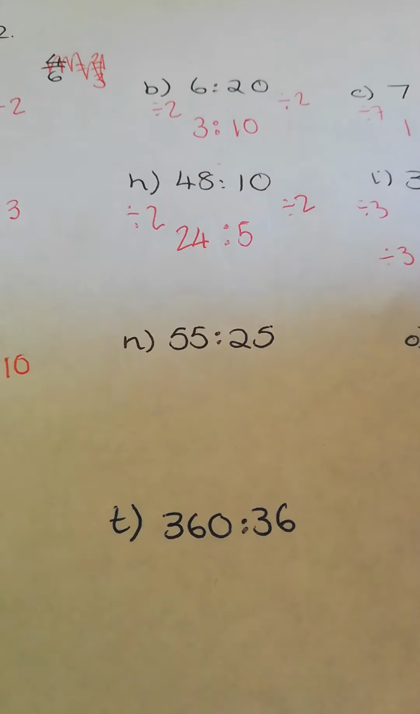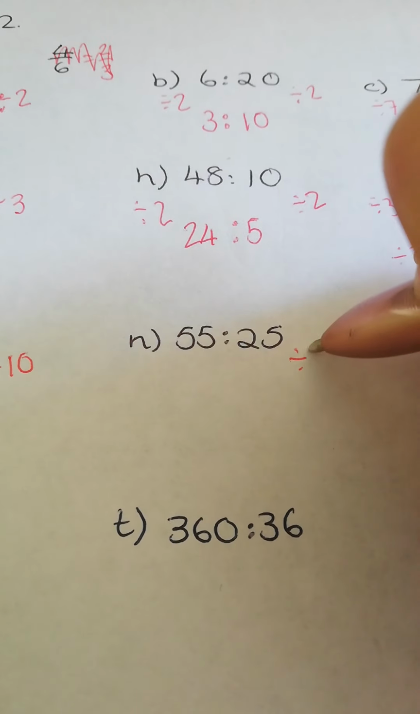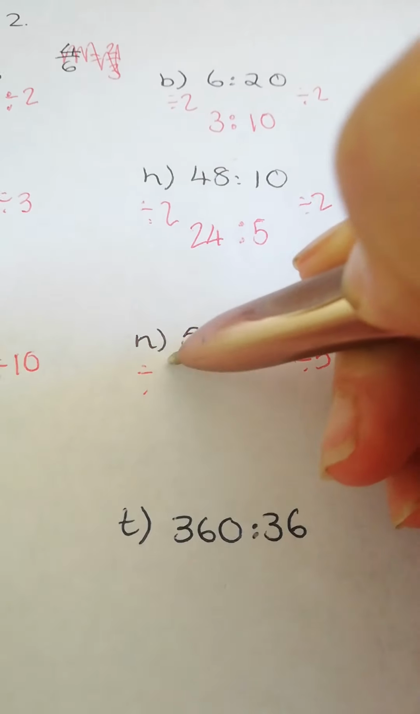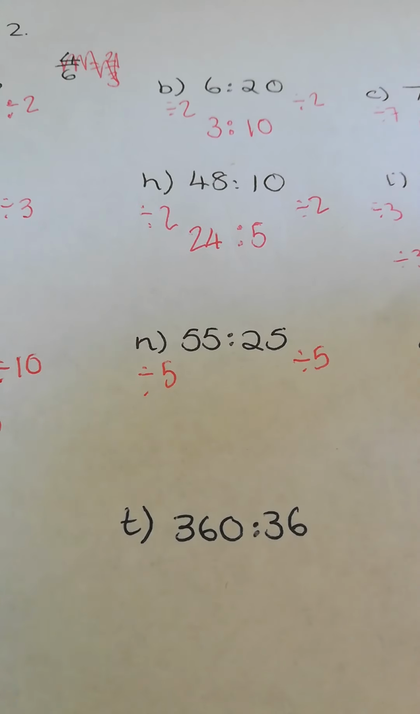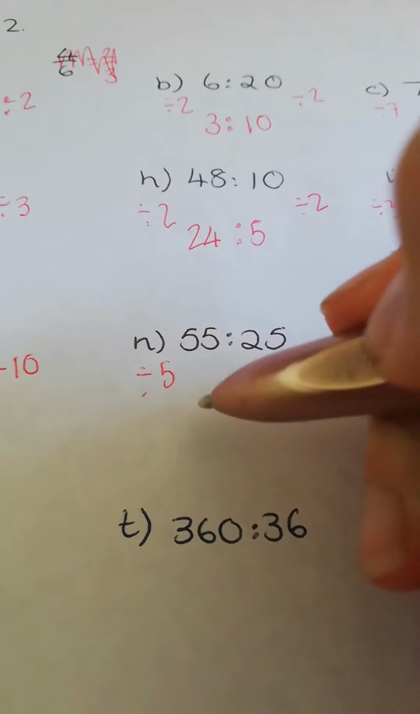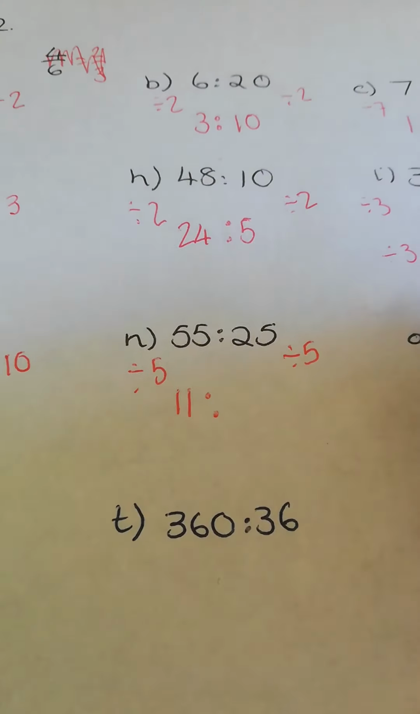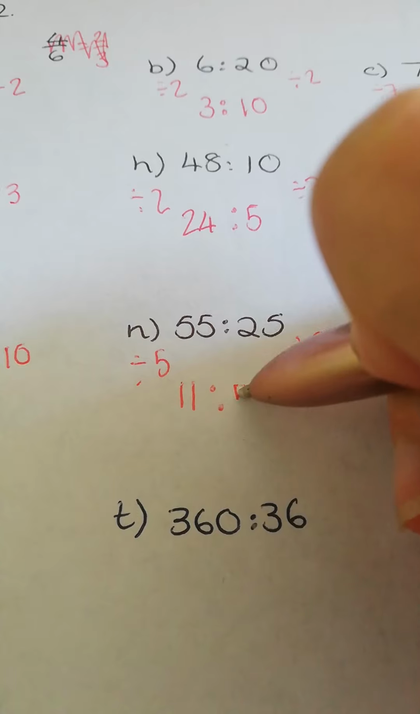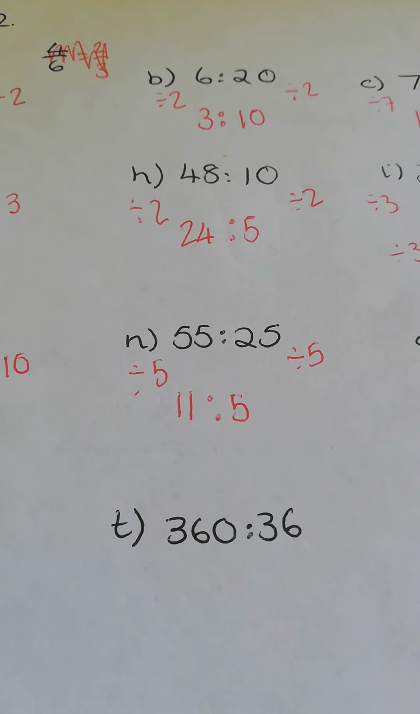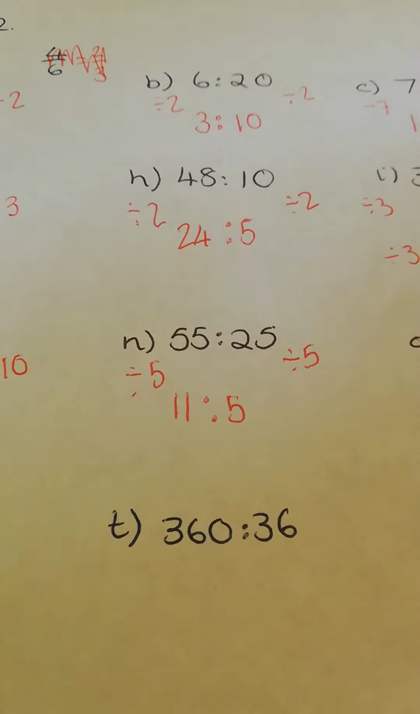55 and 25 next. Again, they're both going to divide by 5. Look at them. They both end in a 5, so they're both in the 5 times table. How many 5's go into 55? 5 times what is 55? 5 times 11. How many 5's go into 25? The answer would be 5. So we get 25 divided by 5 is 5.